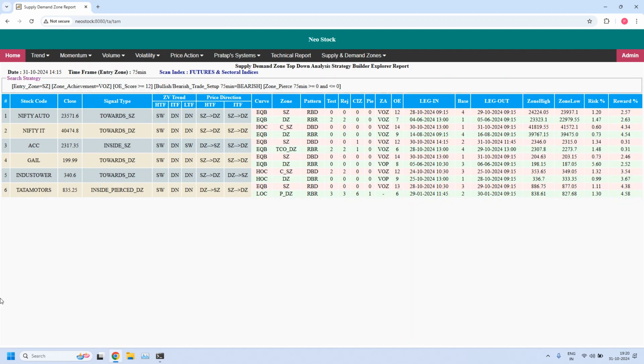Let's verify. We got 6 stocks. Currently these 6 stocks are having a zone confluence. We need to look for zone confluence to find high probability setup stocks. Currently these 6 stocks are supporting bearish trade setup for weekly income trade. Among these 6, to find the high probability setup supported stocks, we need to look for ITF supply zone confluence.